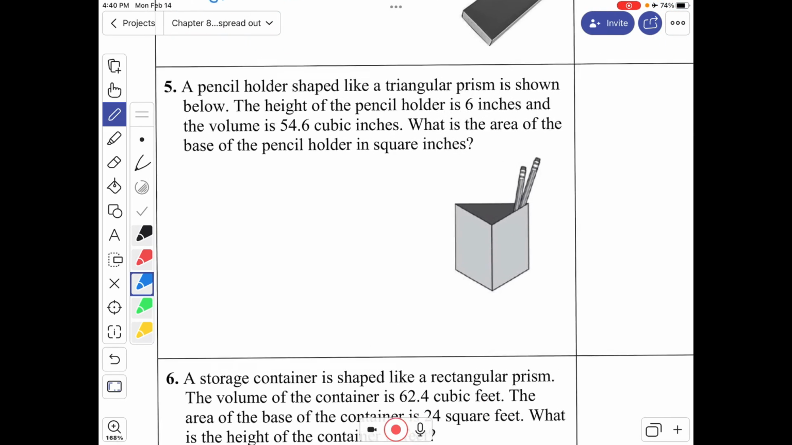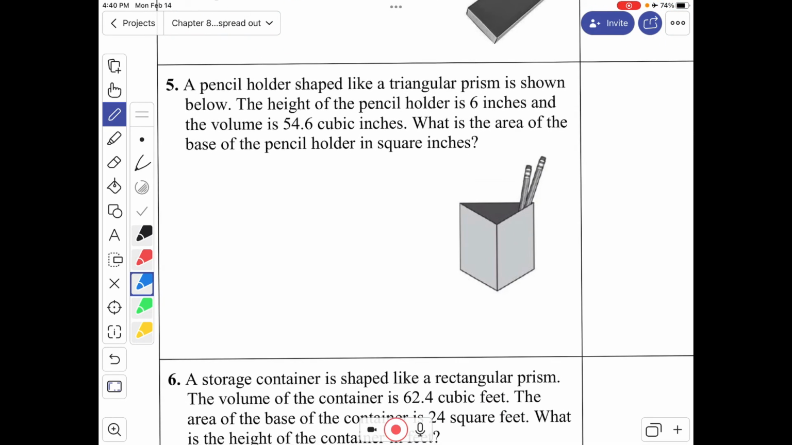Let's look at number 5. A pencil holder shaped like a triangular prism is shown below. The height of the pencil holder is 6 inches. The volume is 54.6 cubic inches. What is the area of the base of the pencil holder in square inches?